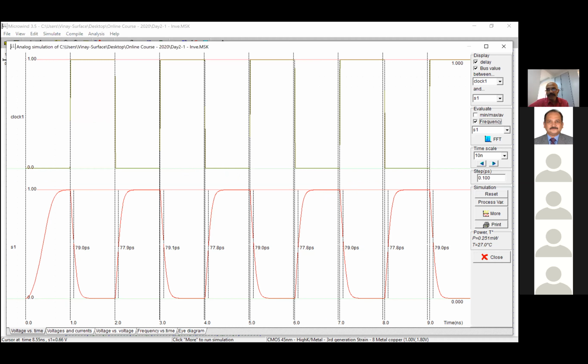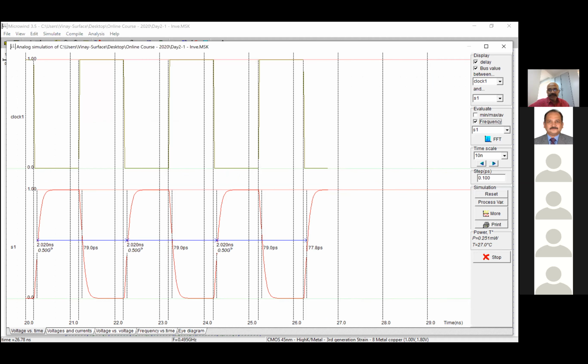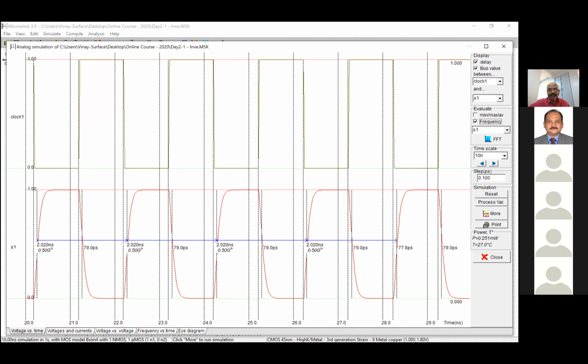0.25 milliwatt. It is a 0.5 gigahertz or 500 megahertz signal. Okay, the inversion is this. So you see almost the power consumption is constant, which is 0.25 milliwatt. Is this okay? First thing you establish is that the power consumption in this simulation run is 0.25 milliwatt. Okay, you remember this.